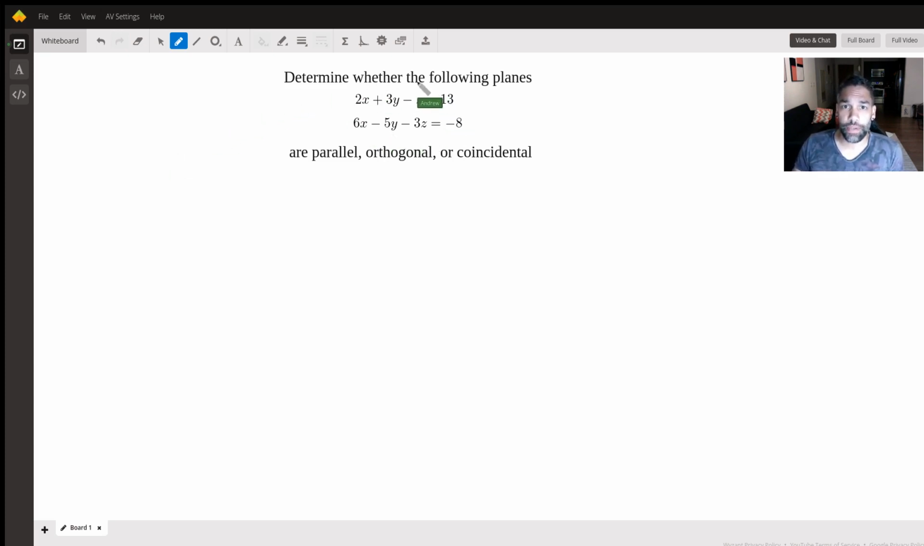Because these equations are in this form, we can find normal vectors to these planes fairly easily, because they're just the coefficients of the variables that you see here. The first one, we'll call normal vector n, and that's just the coefficients 2, 3, and -1. Then we'll call this normal vector m, and that's the coefficients 6, -5, and -3. We're going to do the dot product of these two vectors.